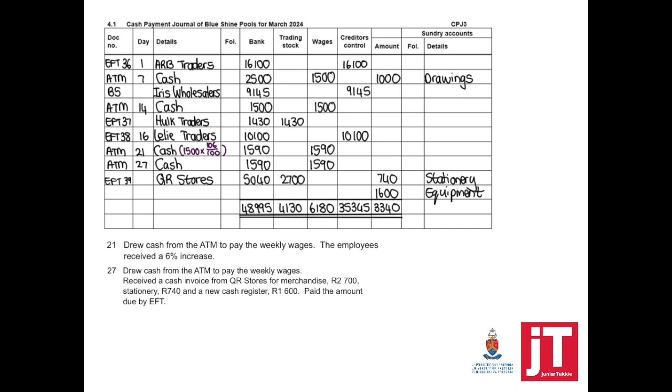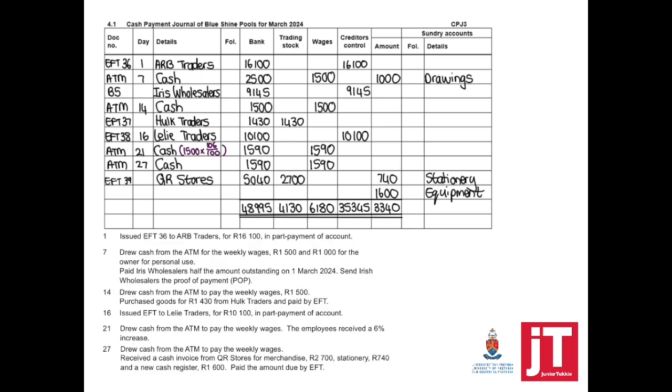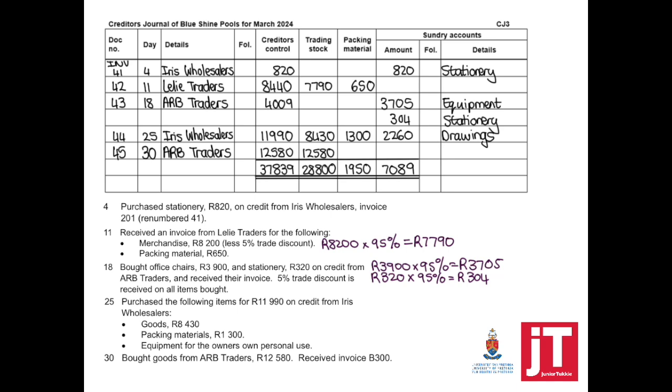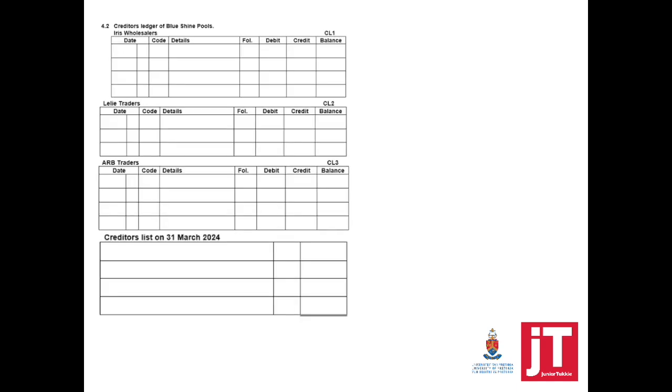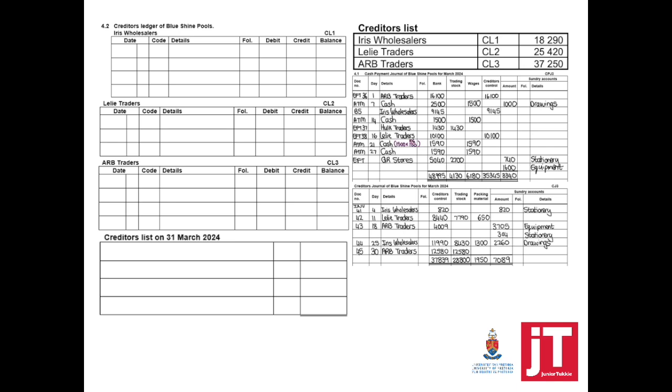Now that we've completed the cash payment journal and the creditors journal, we can move on to completing the creditors ledger. Now, just a reminder, while we're doing the transactions, it should happen on a daily basis. If you see the creditor, Iris or Lily or ARB Traders, then you have to take it on that same day. You have to take it to their individual account. I'm approaching it a little bit differently now, just to make it a bit easier with the explanation. We've now completed the cash payment journal and the creditors journal.